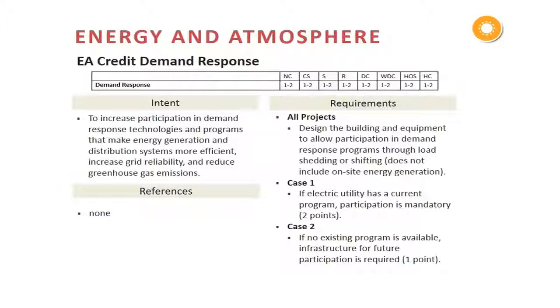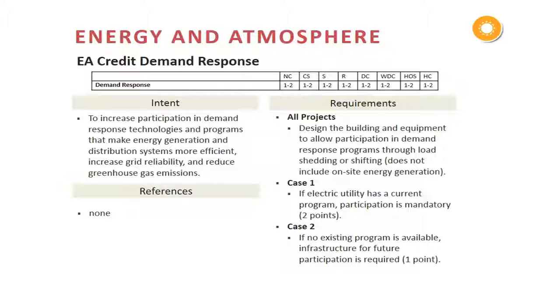And our next credit, EA credit, demand response, where our intent is to increase participation in demand response technologies and programs that make energy generation and distribution systems more efficient, increase grid reliability, and reduce greenhouse gas emissions. So there's two types of projects here, but first off, all projects need to design the building and equipment to allow participation in demand response programs. Now, there's two types of projects. Case one, where there is an existing utility demand response program, and case two, where there's not.